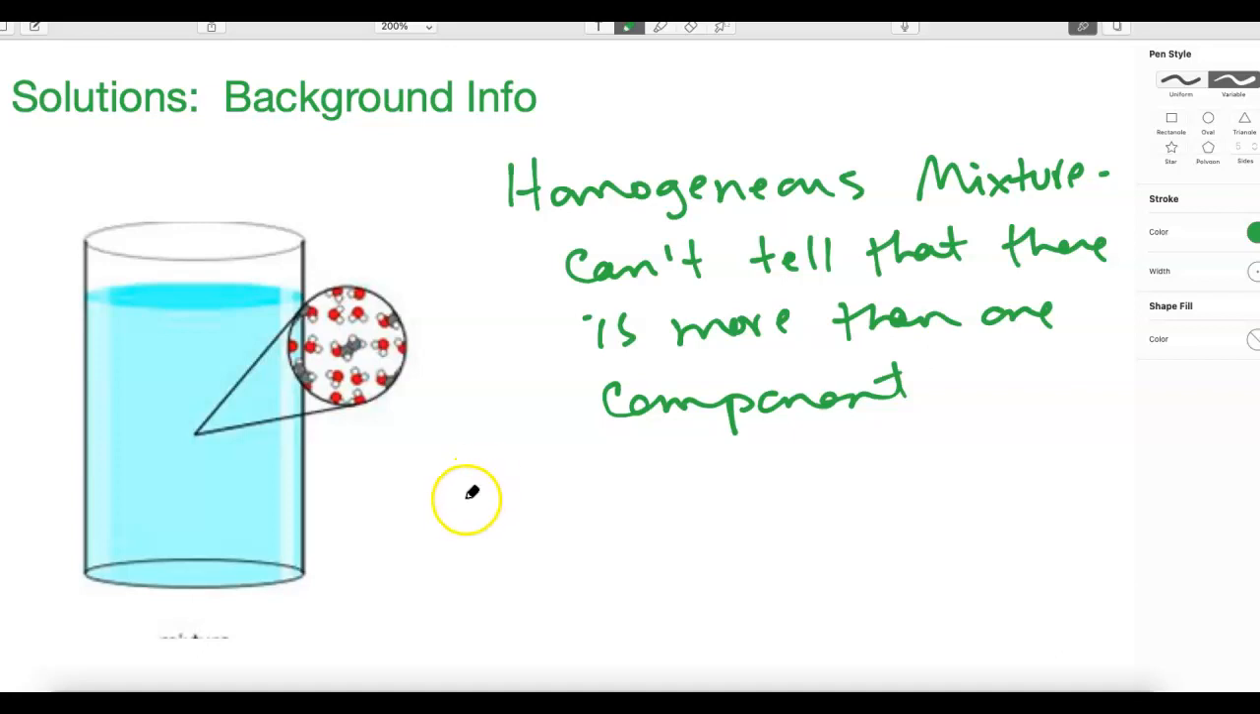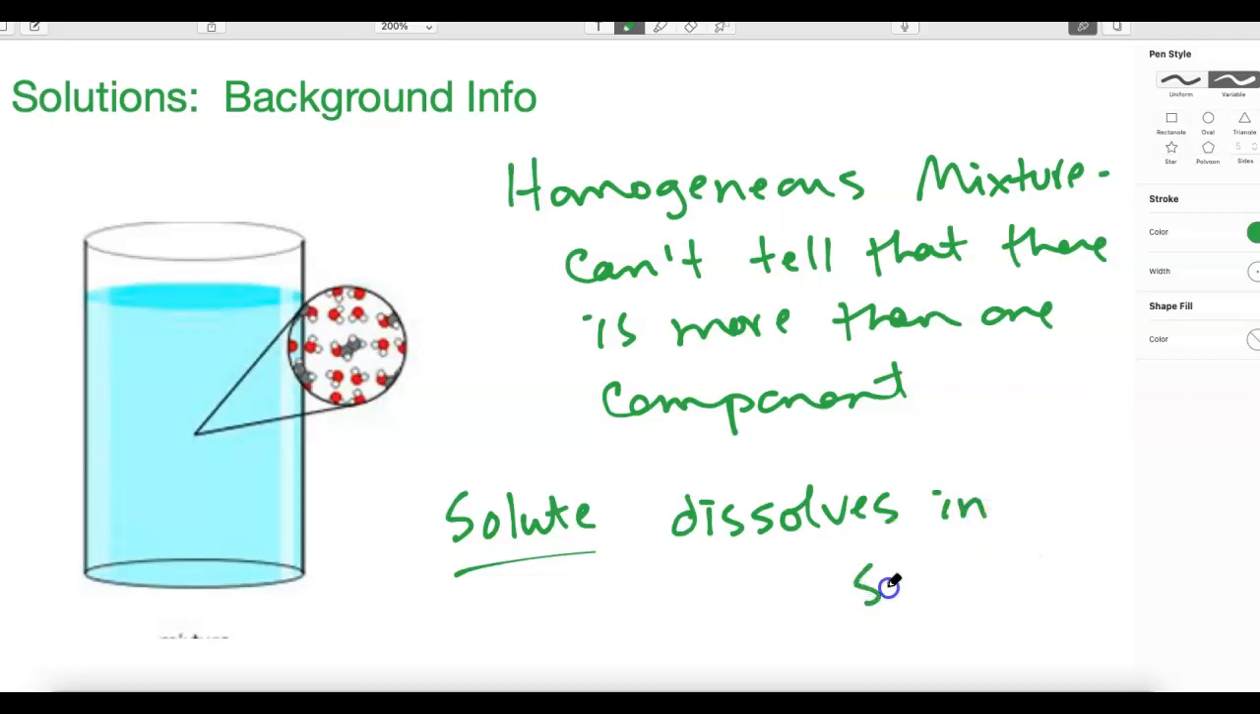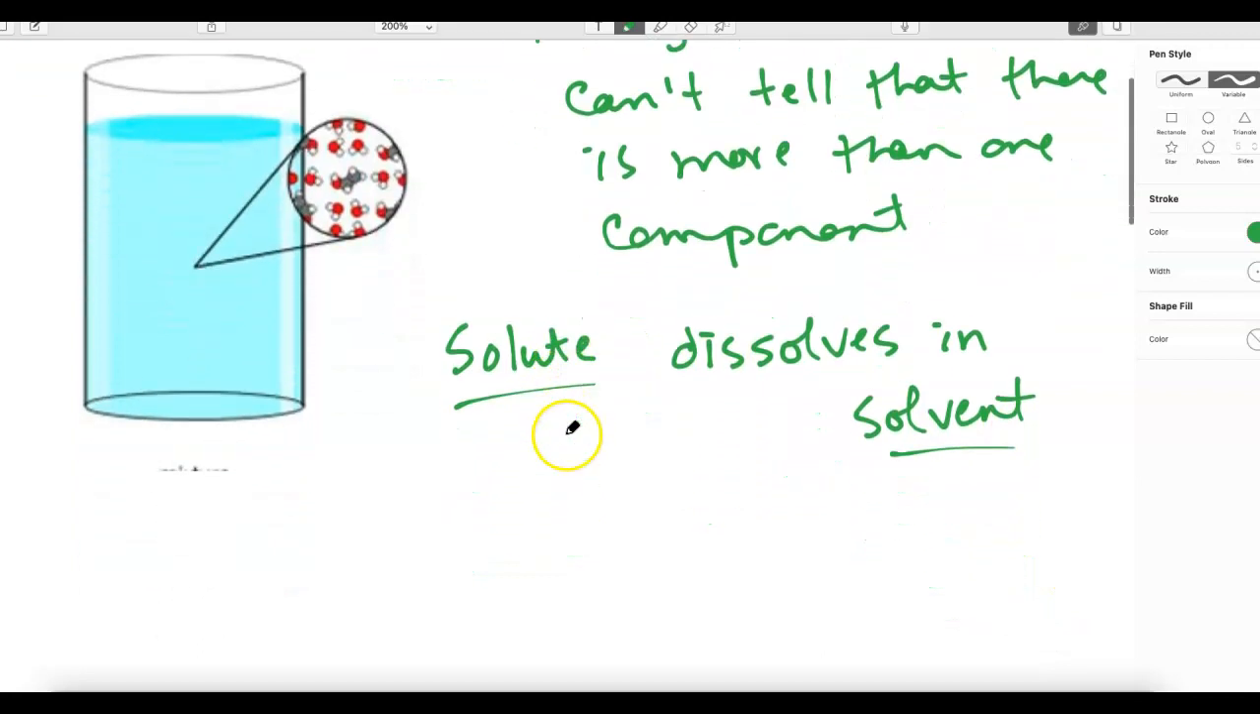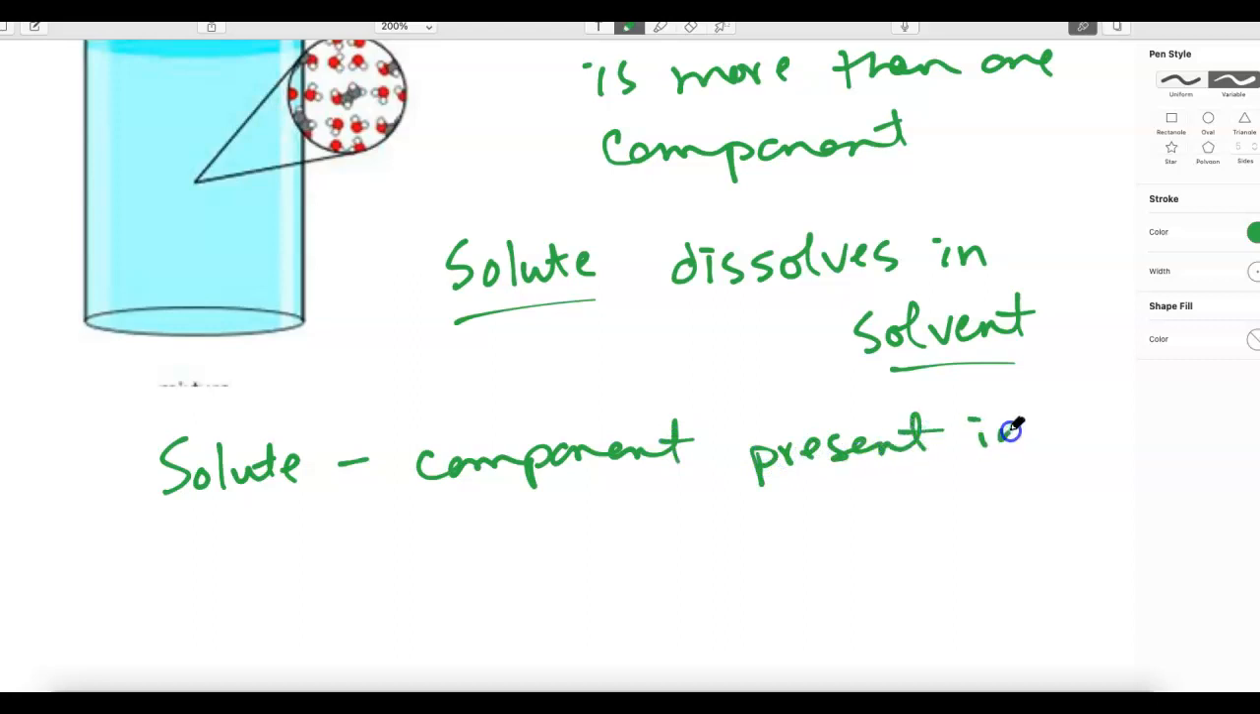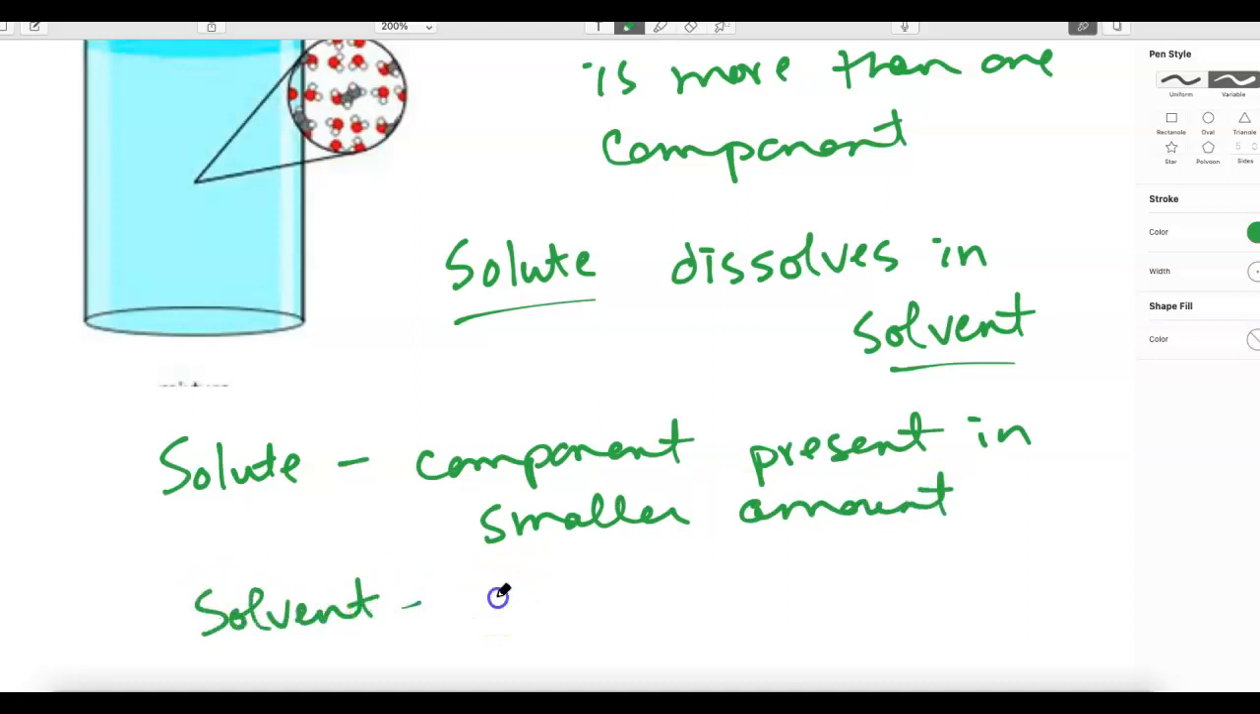And so we typically say the solute dissolves in the solvent. And we can be pretty technical about those two different components. The solute, like I said, is the part that dissolves in the solvent, but technically it's the component present in the smaller amount. And so that makes the solvent the component present in the larger amount.